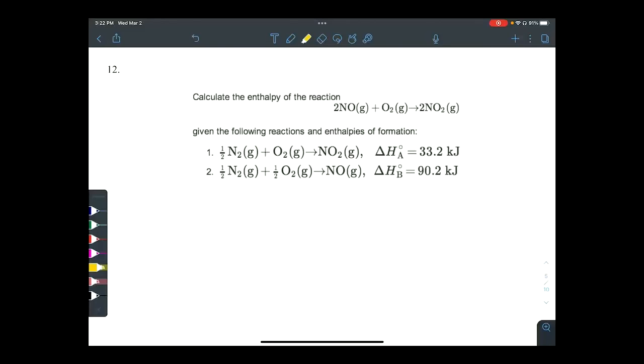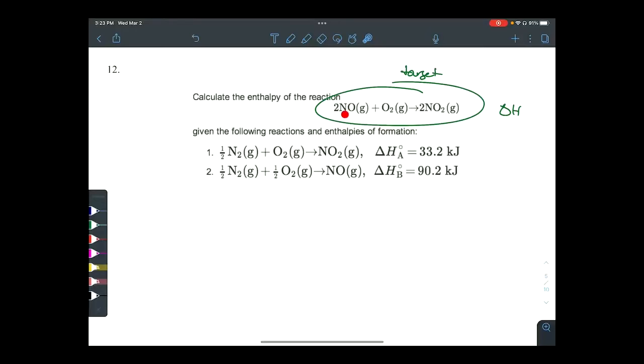All right, so here is a question. Calculate the enthalpy of this reaction. So this reaction is our target reaction, right? We want to know the delta H of this. But we're given other puzzle pieces that have given delta H values. So I like to just focus on one substance and make those given reactions match it. Does that make sense?